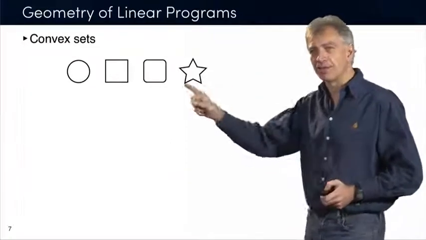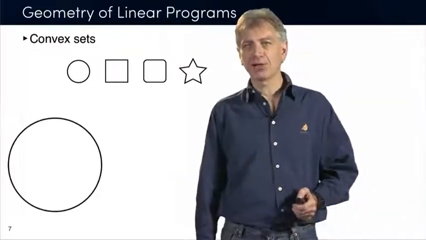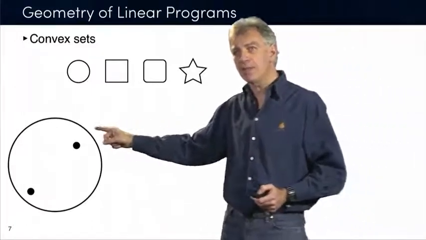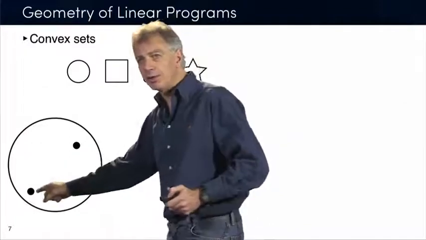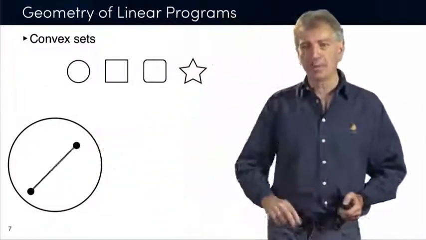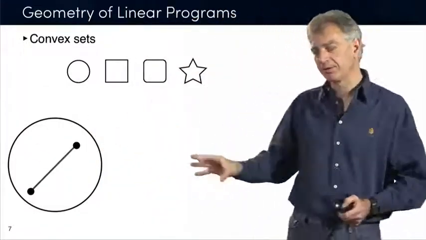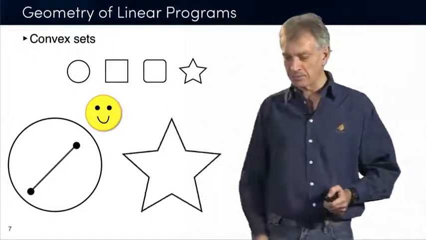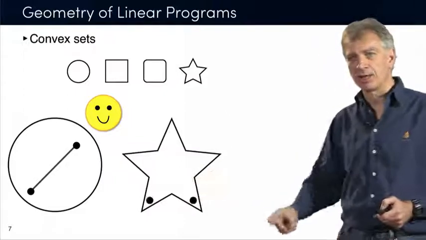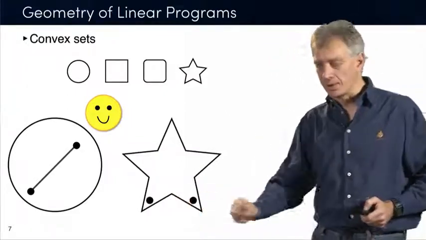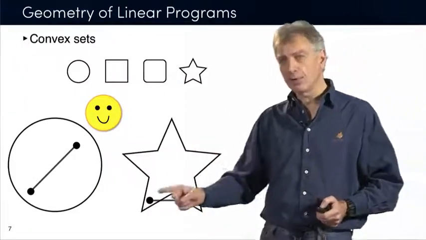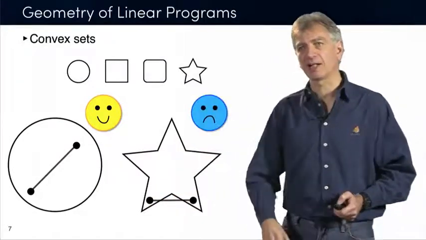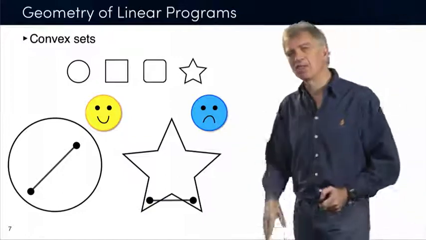So which one of these are convex sets? The intuition is very simple. Take 2 points, draw a line between them. If all the points in the line between them are inside the set, that means that the set is convex. This is convex. We are happy. So this is the star that I'm showing. Let's take 2 points. Let's draw a line between them. What do you get? There are some points here which are outside the set. Therefore, this is not a convex set. Not happy.